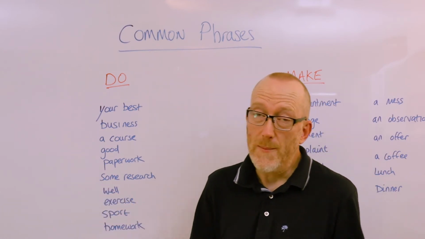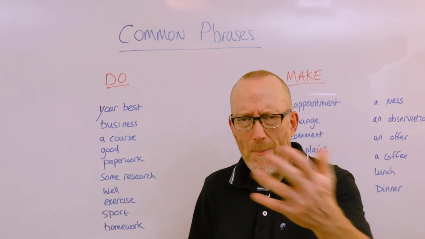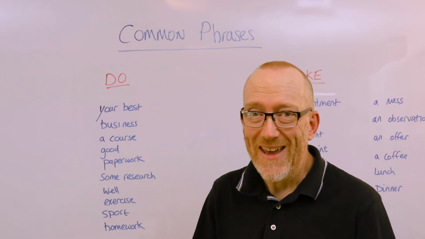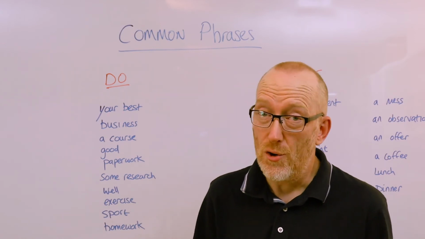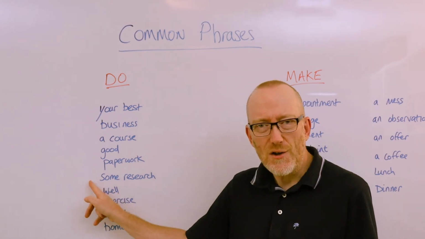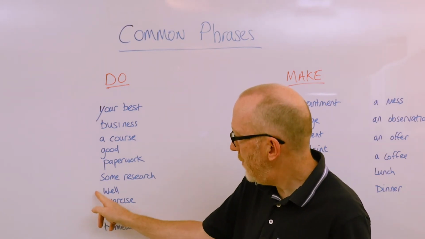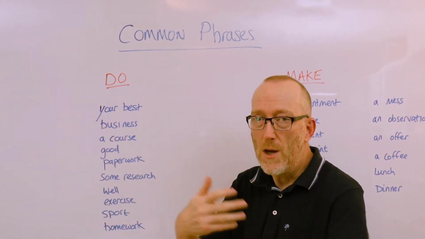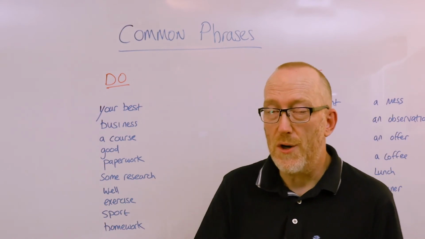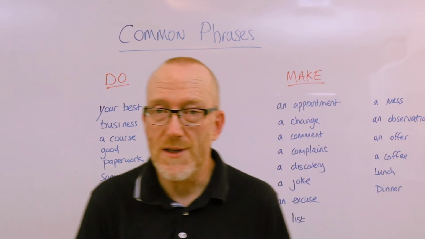Depending on your job, you might sometimes have to do some research. Maybe even at home you have to do some research. Perhaps you want to do some cooking and create a new recipe or make dinner for your husband or your wife, and you want to cook something different, so you do some research on how to cook Japanese food. To do well is very similar to do your best or do good. It means to try your best and achieve something. Exercise, sport and homework, I'm pretty sure you all know. These are some very, very common phrases using do.